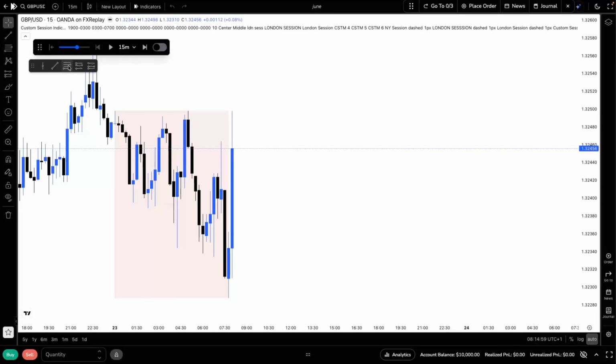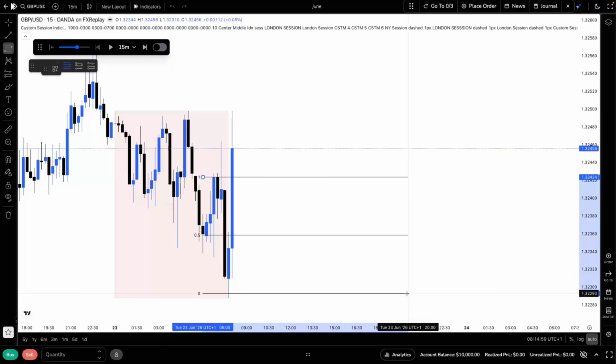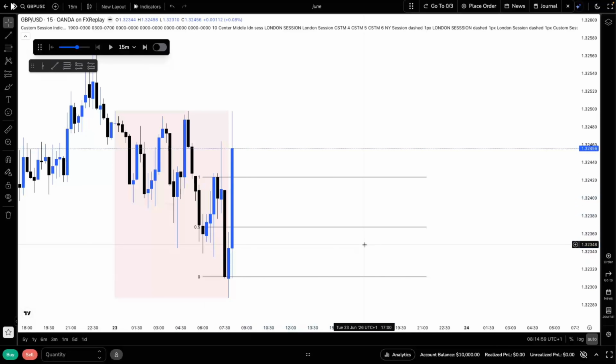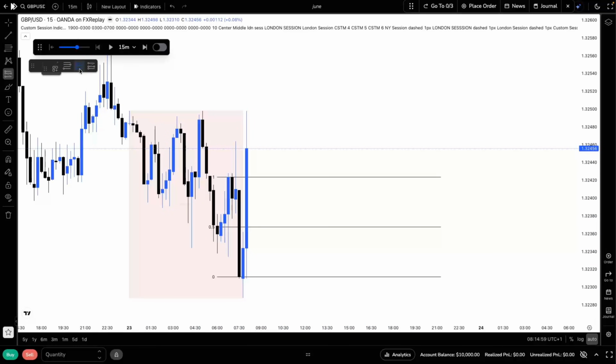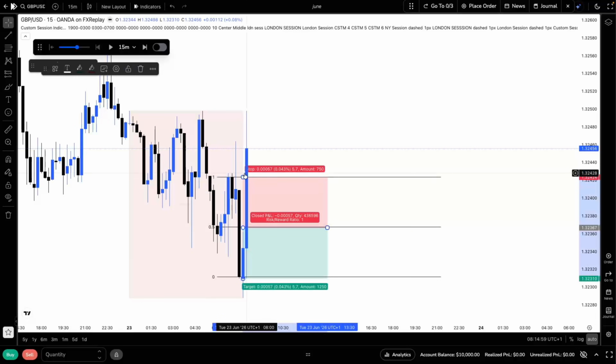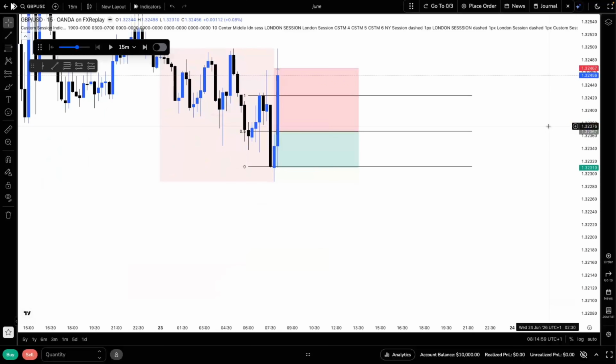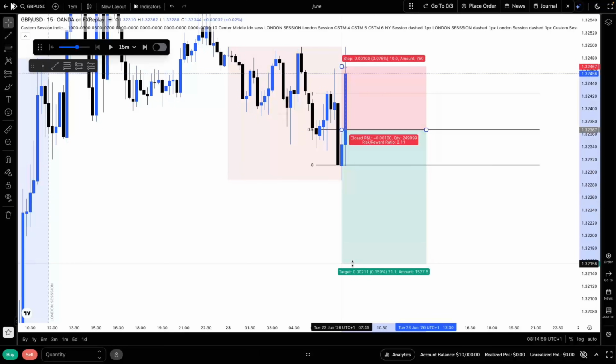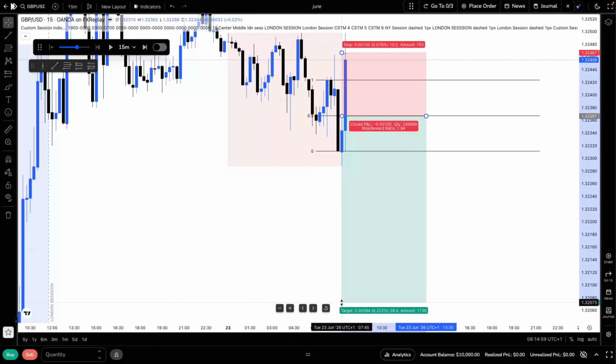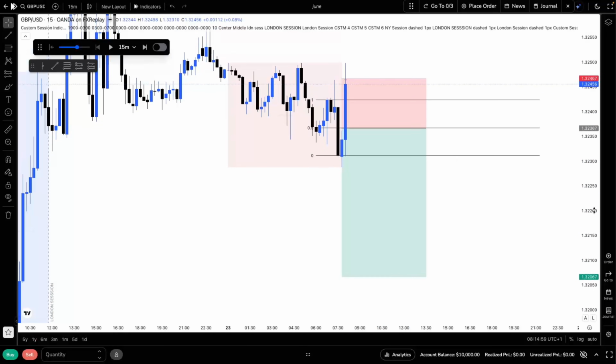And basically what had happened here is I entered off of this area with a 10 pip stop loss. Entered off this area, and as you can see, my target was a 1 to 3, and it ended up stopping me out.